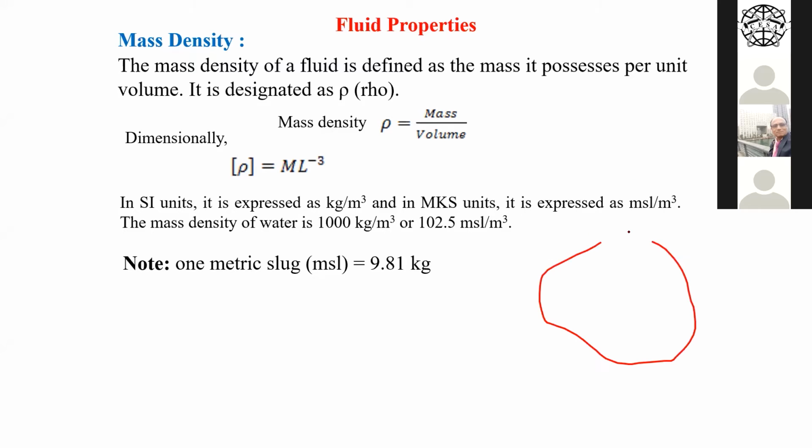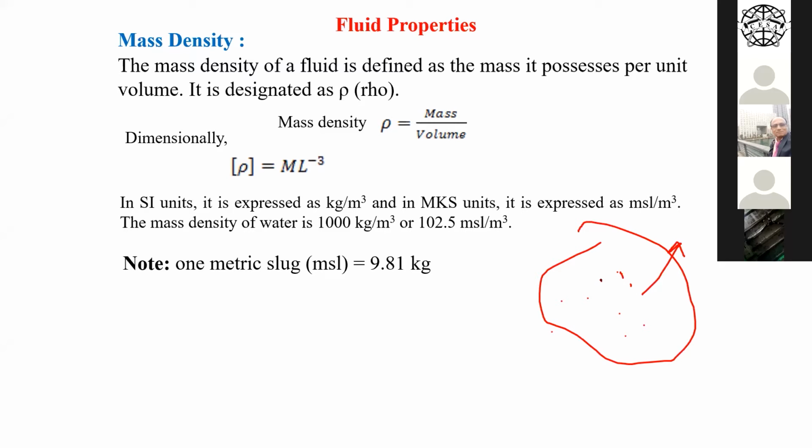Say for example, some mass, there are a lot of molecules. So molecular activity, there are a lot of molecules like this. When you try to increase the temperature, this molecular activity increases, and then some mass will be driven out of this particular volume. So with increasing temperature, what happens to the mass density? Mass density will decrease.